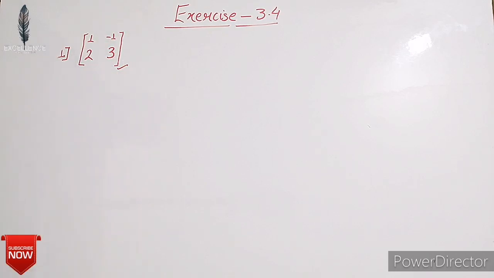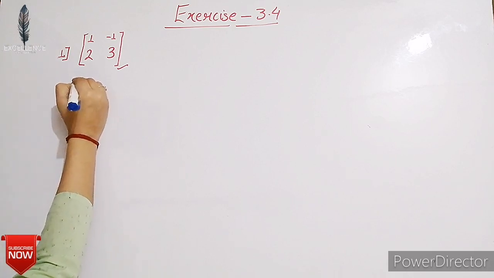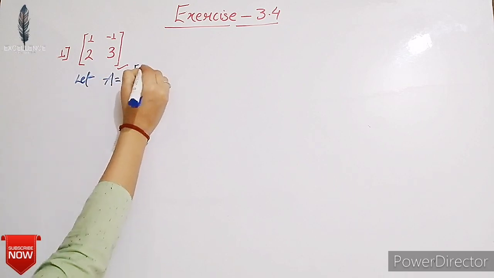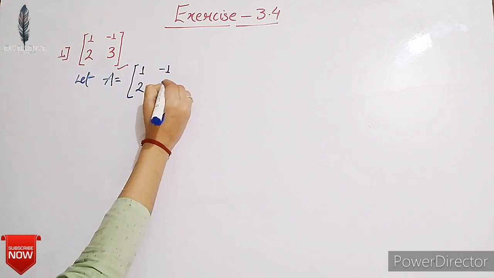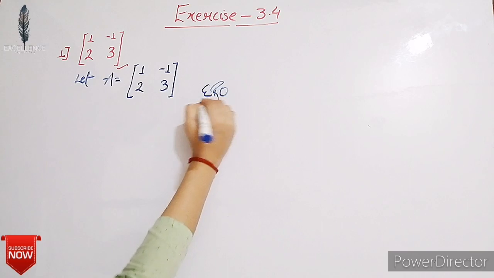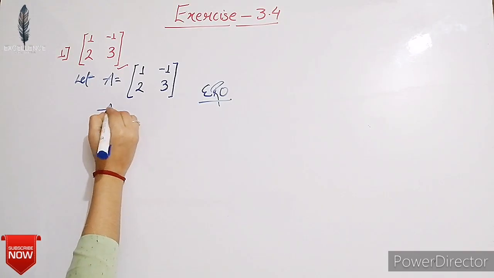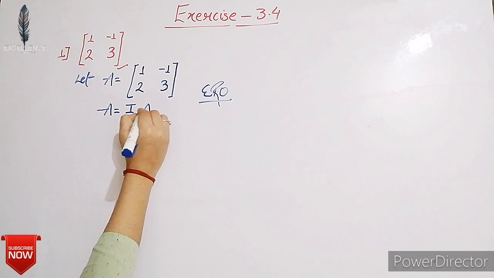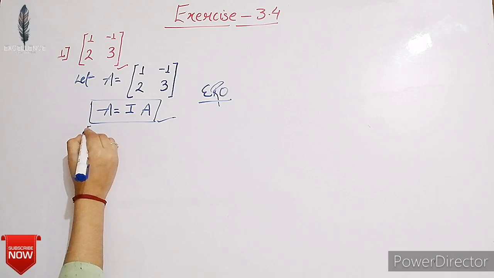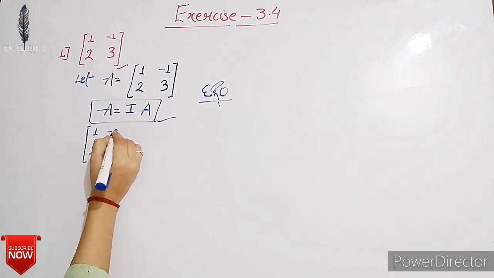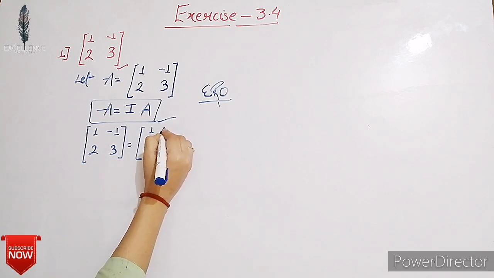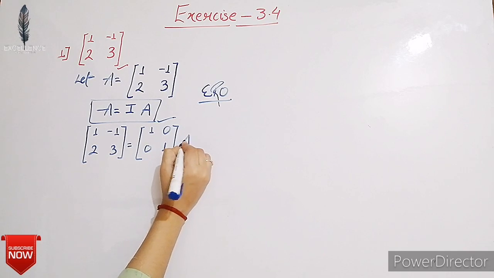Okay. So, for elementary row transformation, the characteristic equation is A equals IA. So, let A equal 1, 2, minus 1, 3. As you know, for elementary row operations, the characteristic equation is A equals IA. Okay. So, put the value of A, that is 1, 2, minus 1, 3. And I is the identity matrix of order 2, that is 1, 0, 0, 1, A.